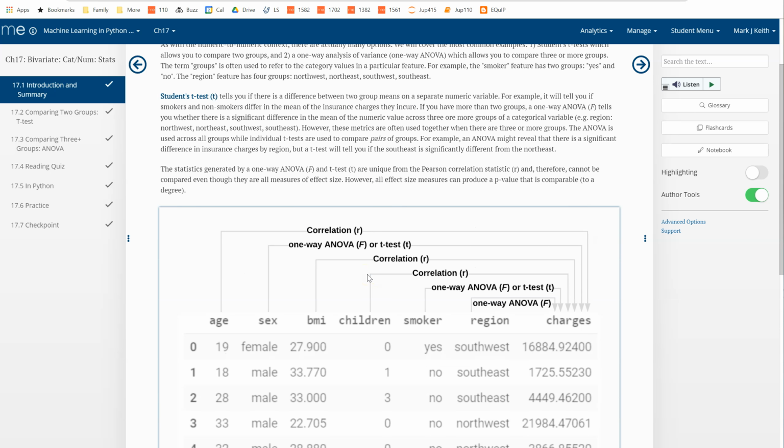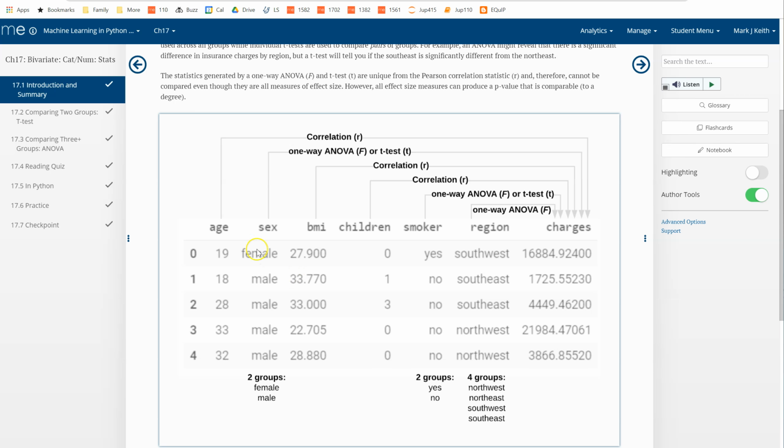So there are different tests that we use to look at the relationship between a categorical feature and a numeric label. We'll use either a one-way ANOVA or a t-test. A t-test we use when there's only 2 groups, and ANOVA can be used on 2 or more groups. And then typically we'll use a t-test to look at pairs of groups. So for example, we'll run a one-way ANOVA on the relationship between region and charges, and then we'll run several t-tests to compare pairs of groups within region.